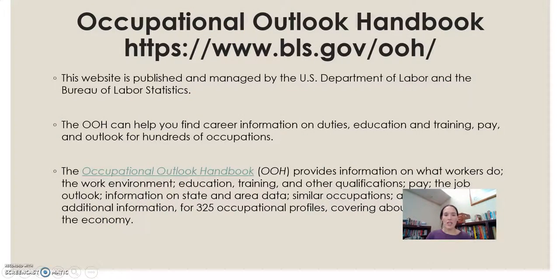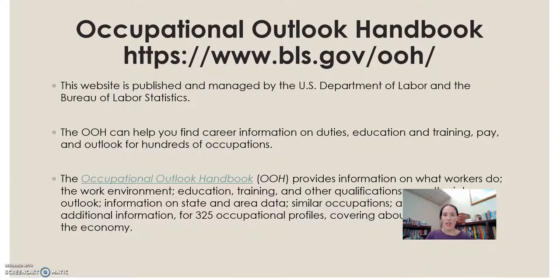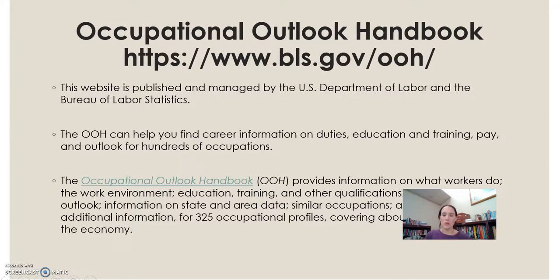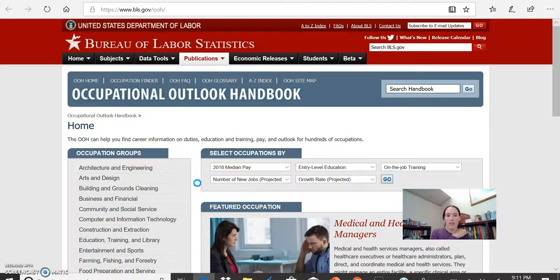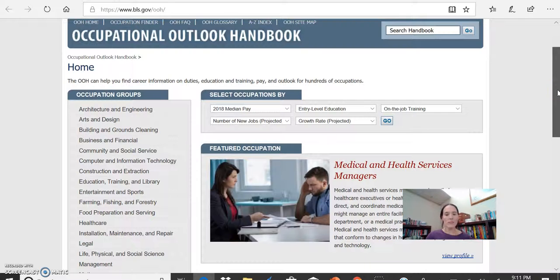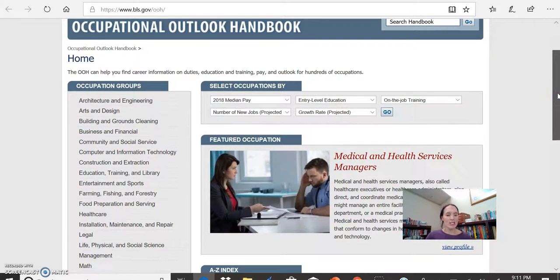The first website that you're going to become familiar with is called the Occupational Outlook Handbook. And you're going to become familiar with this when you do your research assignment for this class. The Occupational Outlook Handbook is managed and published by the Department of Labor and Bureau of Labor Statistics. So this is the home page. And what's nice about this is there's a lot of various things you can do.